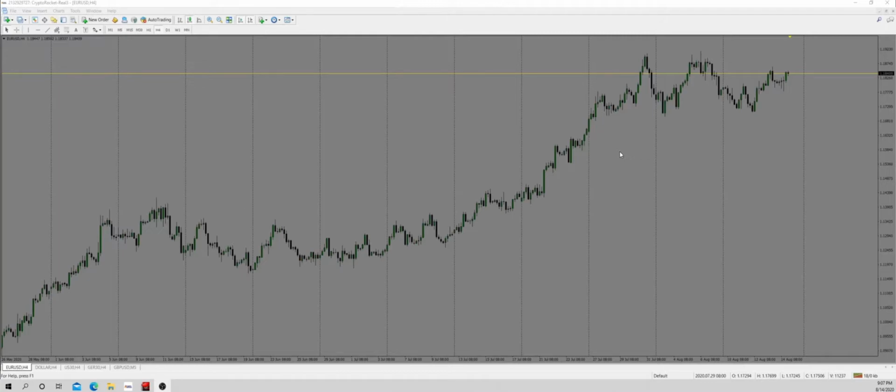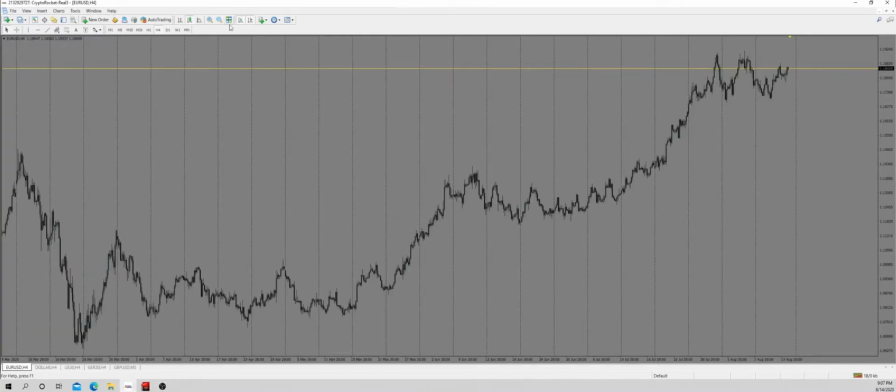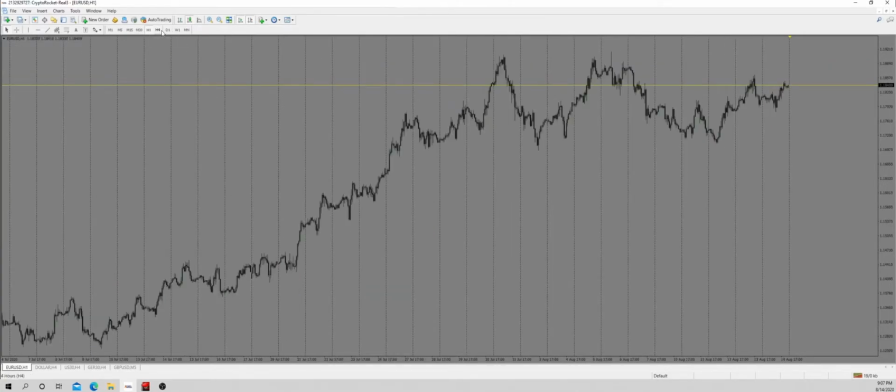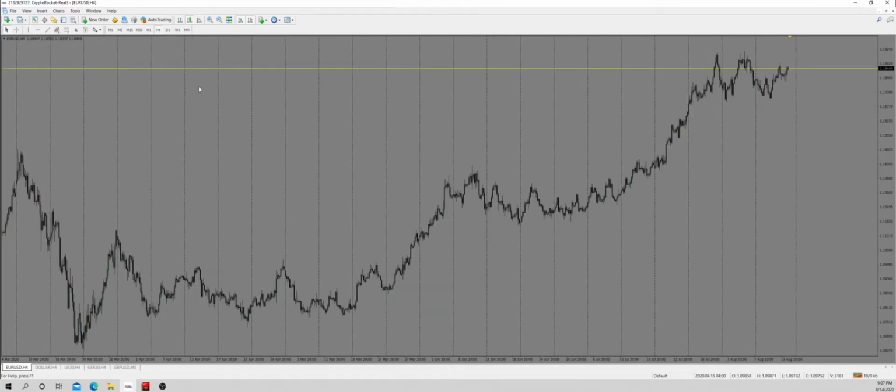So in this video we're gonna go over zone trading. And zone trading is very effective, and it's way more effective on the higher time frames. So on the H4 and the H1, it's highly effective.